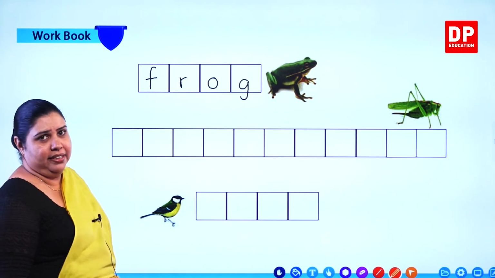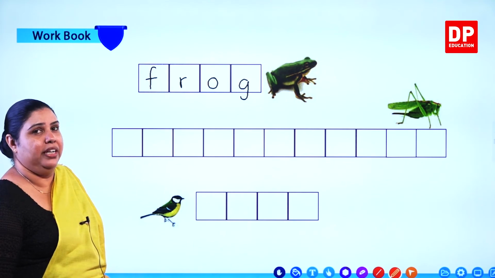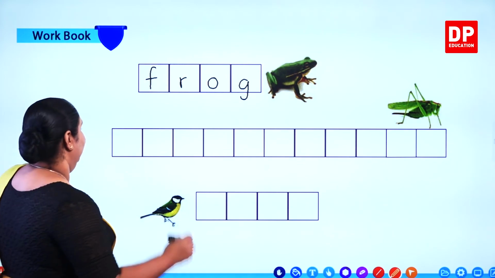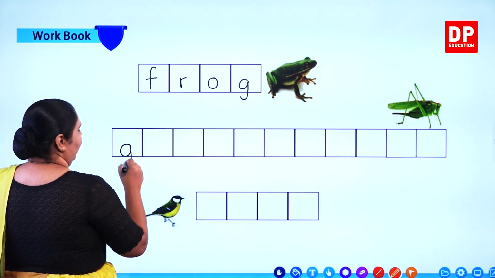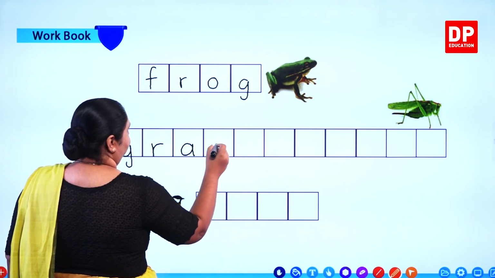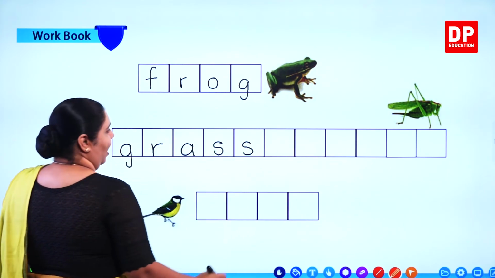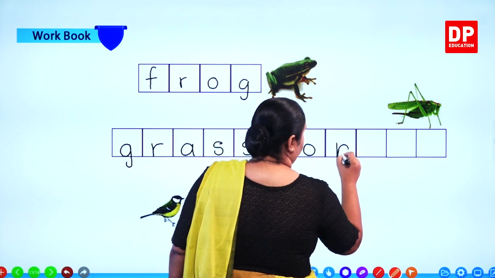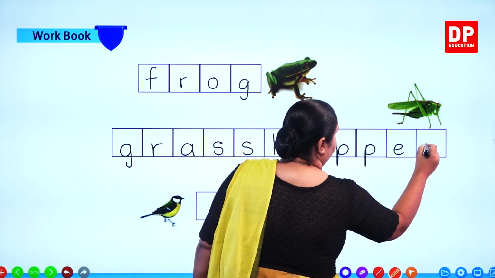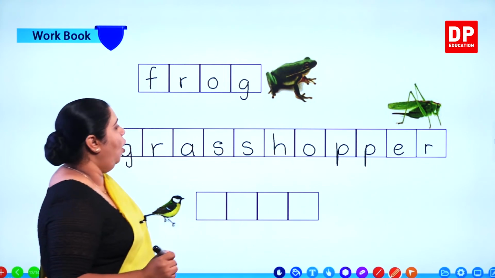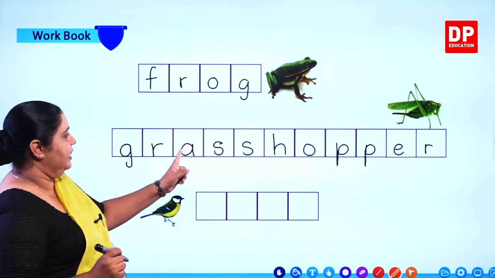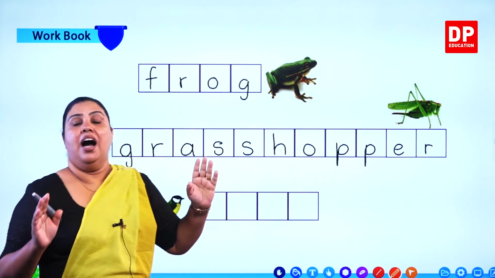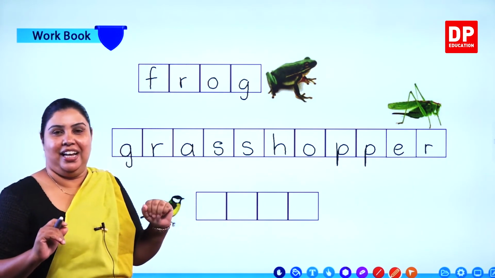Then who is that? That also has a green body. A green little insect. Who is that? It is the grasshopper. G-R-A-S-S. H-O-P-P-E-R. Grasshopper. G-R-A-S-S-H-O-P-P-E-R. Grasshopper. That is how you write.